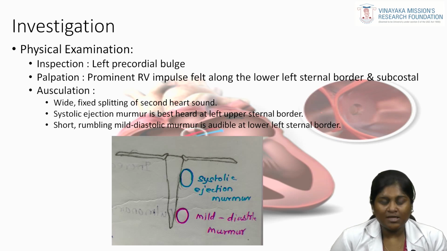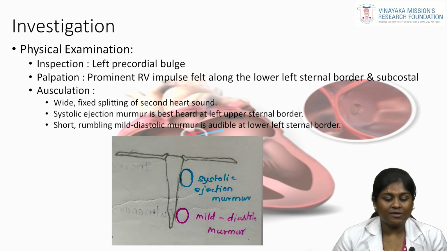Through physical examination, through inspection, normal inspection, left precordial bulges, and then palpation, prominent right ventricular impulse felt along the lower left sternal border and subcostal. Auscultation may reveal wide, fixed splitting of the second heart sound. Systolic ejection murmur is best heard in the left upper sternal border. Short rumbling, mild diastolic murmur is audible in the lower left sternal border.